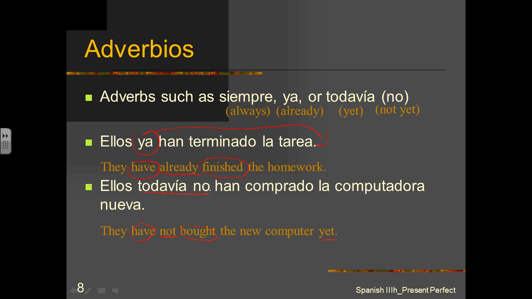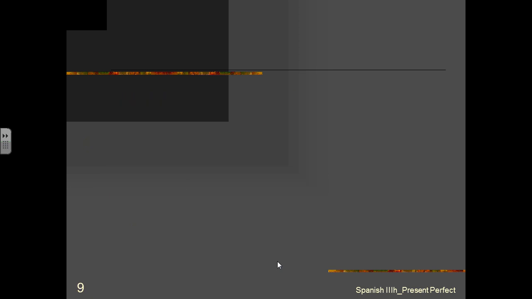Todavía no has to go together. Okay? And typically todavía no has to go before the conjugated verb. You really can't put it at the end of the sentence. Doesn't sound as good. Okay.